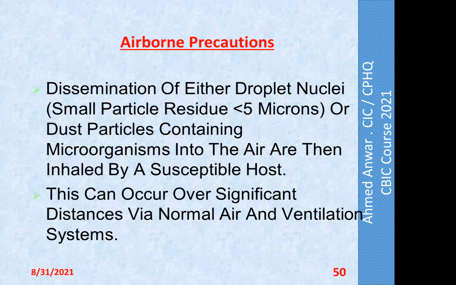Airborne microorganisms are very small, less than 5 microns. Because of this small size, these microorganisms can be transmitted over a long distance and stay suspended in the air for a long time. That's why they are called airborne infections. In airborne precautions, we can't wear only a surgical mask, because it will not protect us from these microorganisms, as they can pass through the pores of the surgical mask. So in these cases, we have to wear an N95 mask.